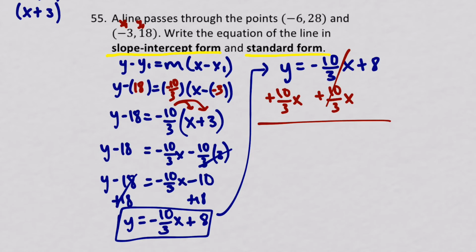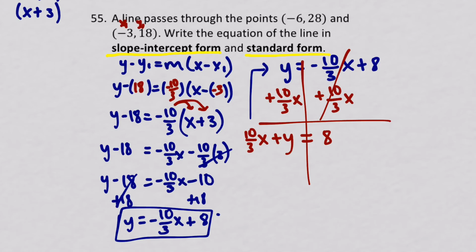What happens is that these are going to cancel, right? On the left side, I will have y and 10 over 3x. They cannot combine. They're not like terms. So you're just going to write them separately from each other. You're going to write 10 over 3x plus y equals 8. Now, technically, that is standard form.